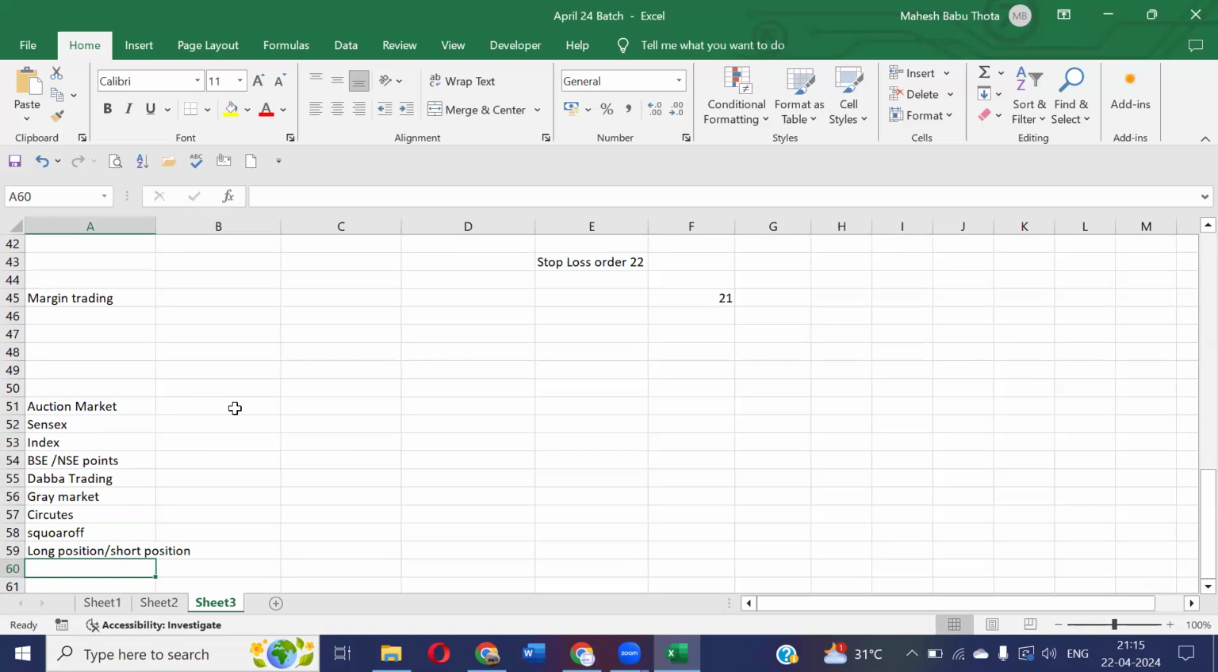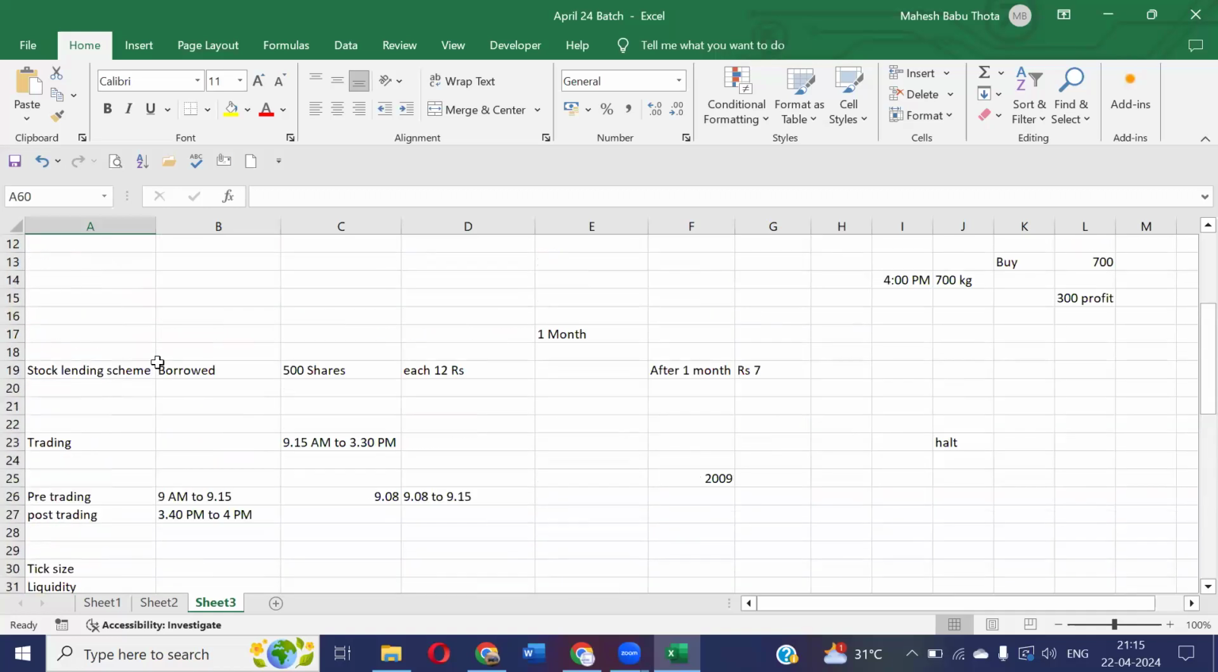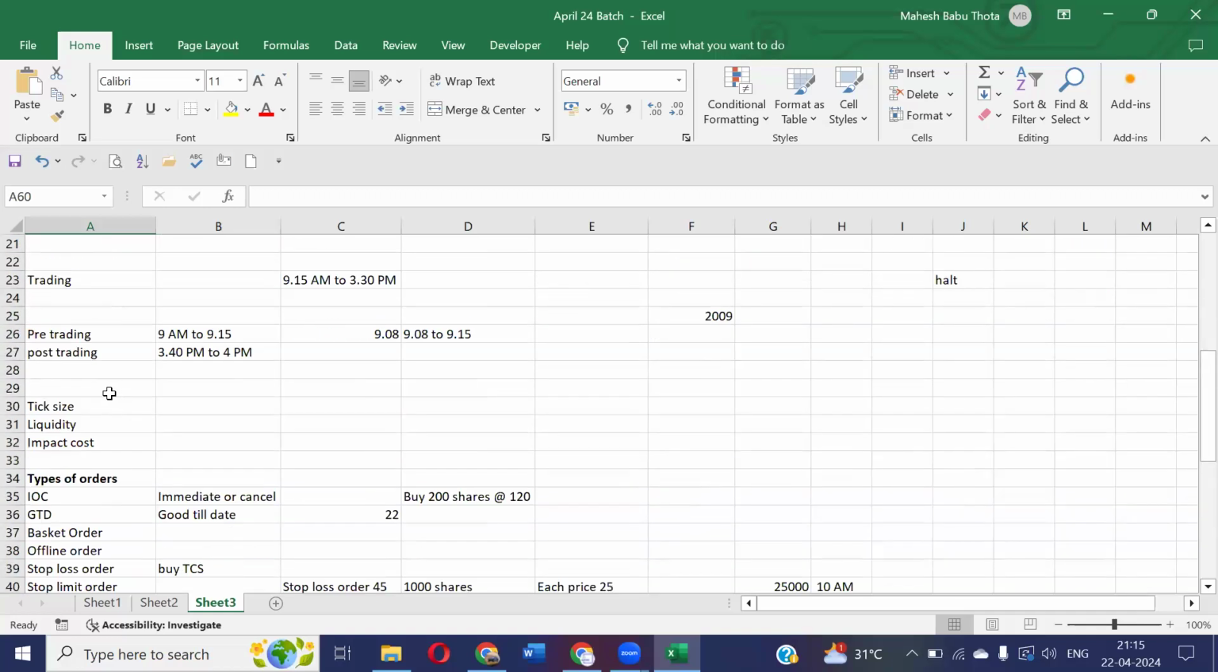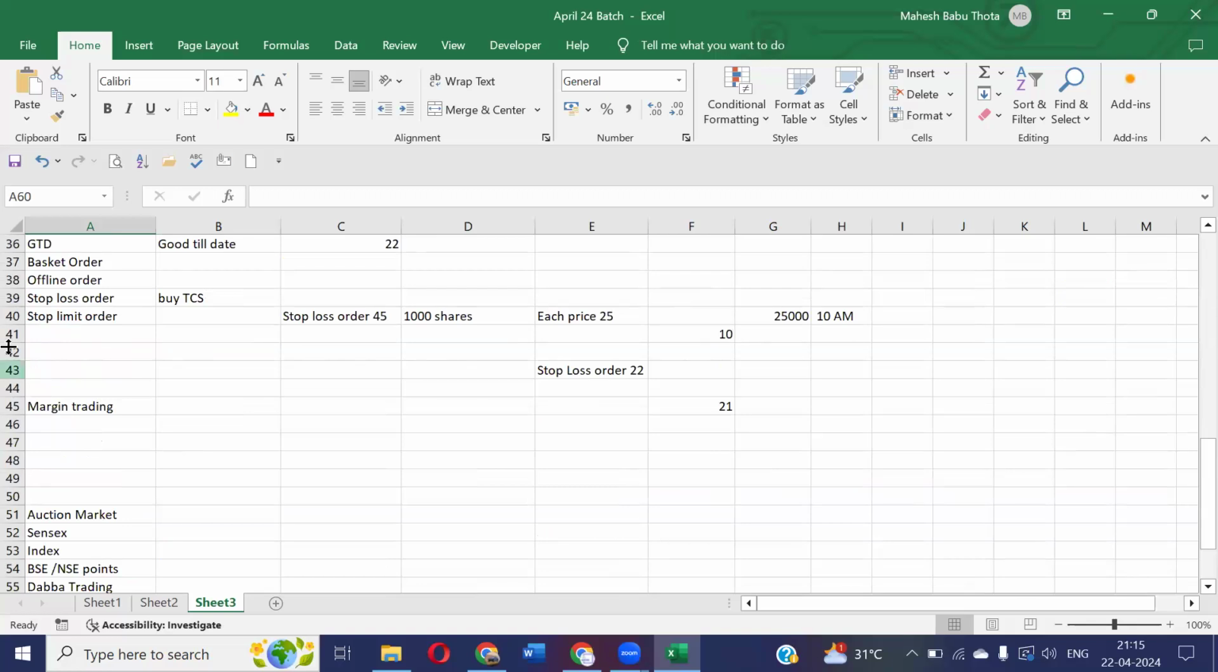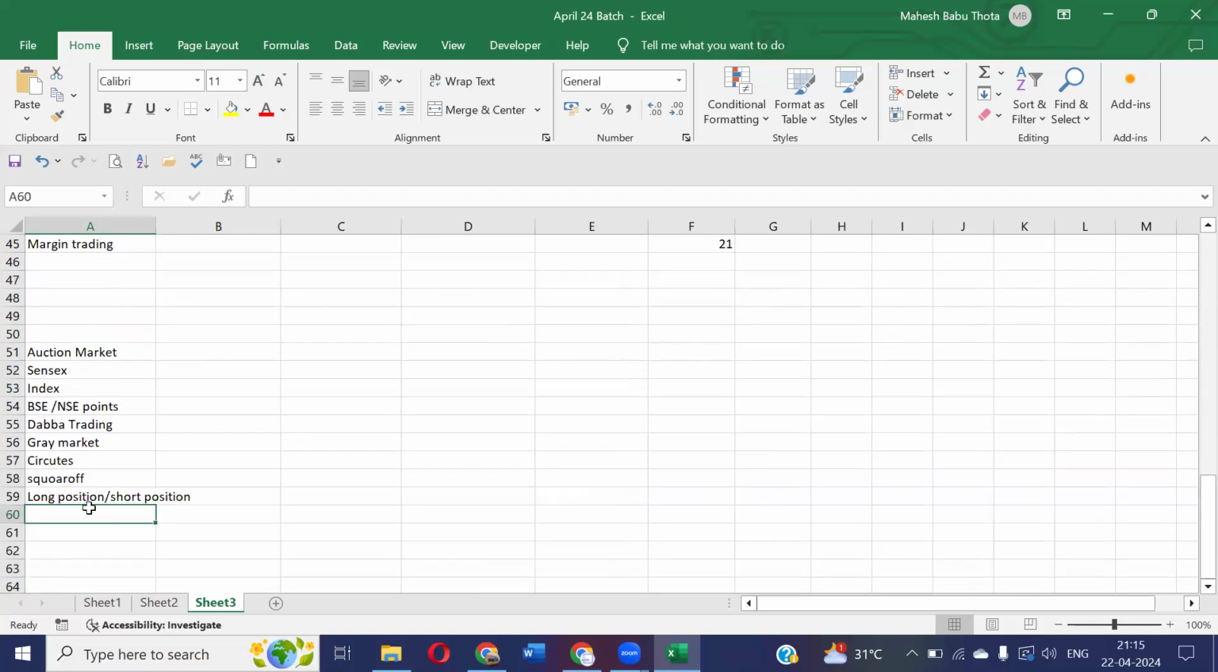But before that, everyone should be clear with the order types, IPO, secondary market, stock market, pre-trading, post-trading and all, because these are going to be basics. If you are going to talk about trade life cycle, one more thing is trade life cycle, very, very important. Trade life cycle management, this one also we have to talk about. Okay, that's all, guys. And also brokerage apps.